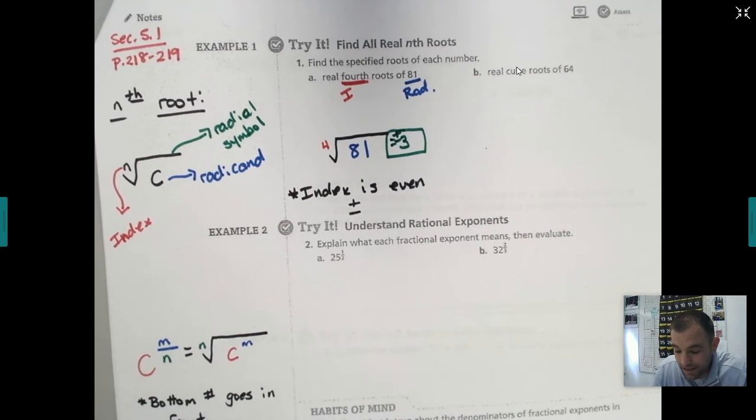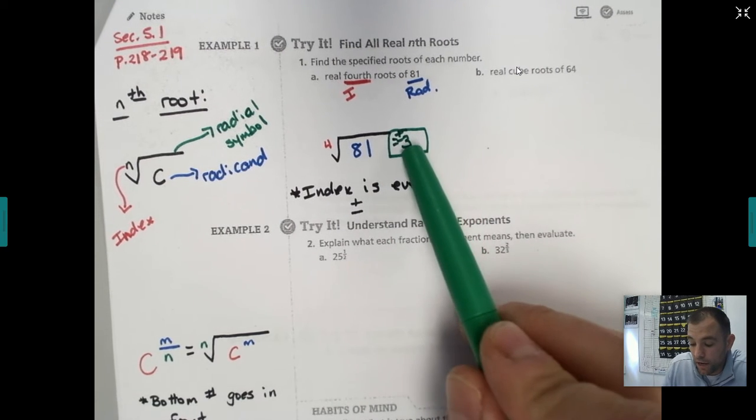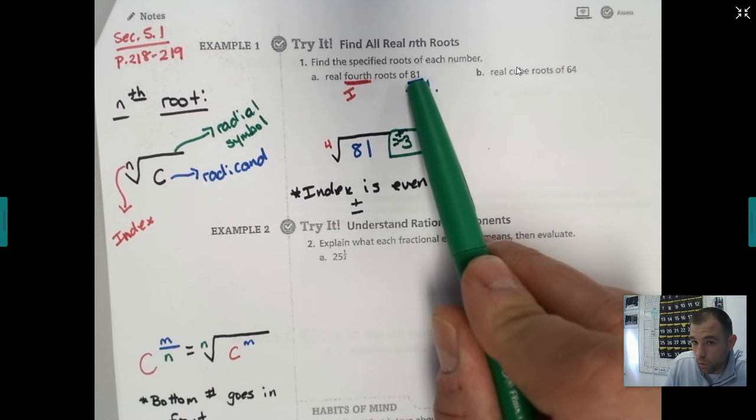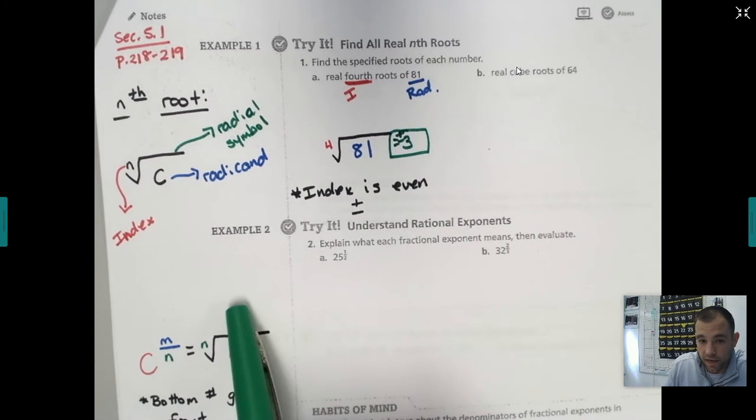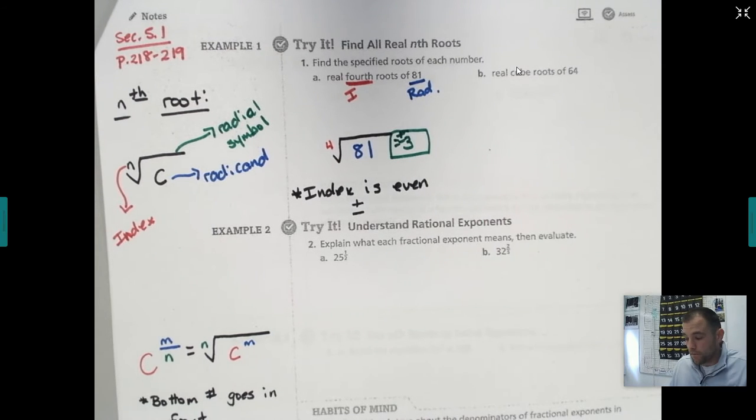Whenever the index is even, we have to put a plus or minus, because positive 3 times positive 3 times positive 3 times positive 3 is 81, or if all those were negative, a negative times a negative times a negative times a negative would also be positive. So whenever it's even, we have to put a plus or minus in front.